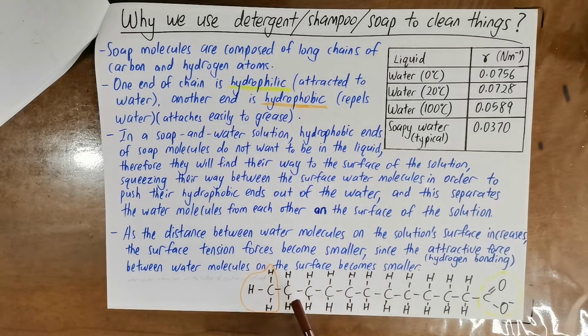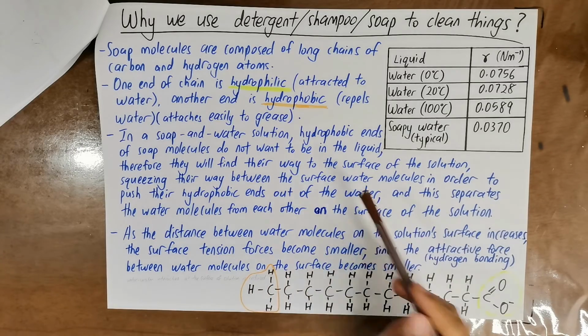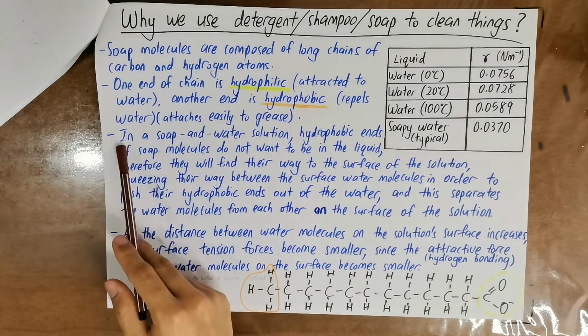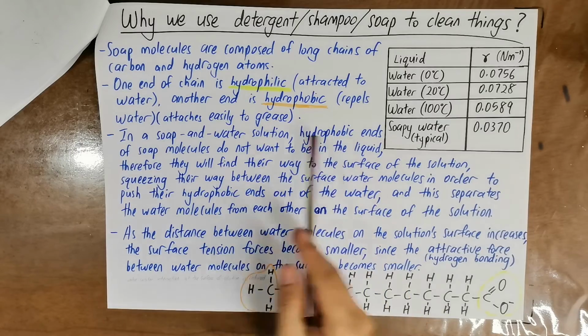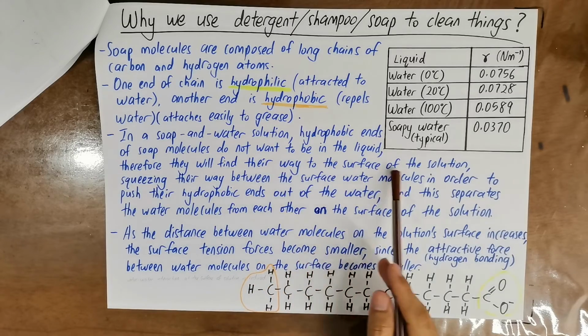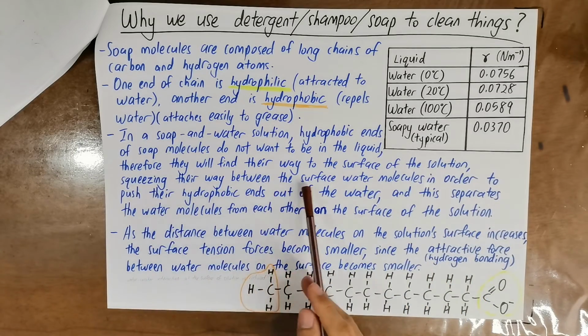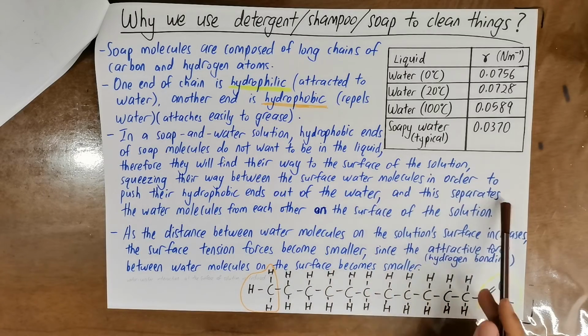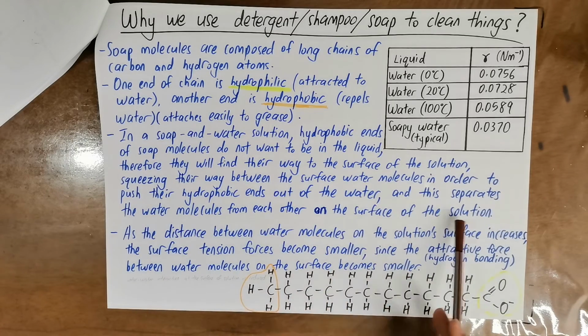And then another end is hydrophobic, which means this will repel water molecules, and this can attach itself successfully to oil molecules. This end can attach easily to grease. So in a soap and water solution, the hydrophobic ends of soap molecules do not want to be in the liquid. So they will try to find their way to the surface of the solution, squeezing their way between the surface water molecules in order to push the hydrophobic ends out of water. And this separates the water molecules from each other on the surface of the solution.